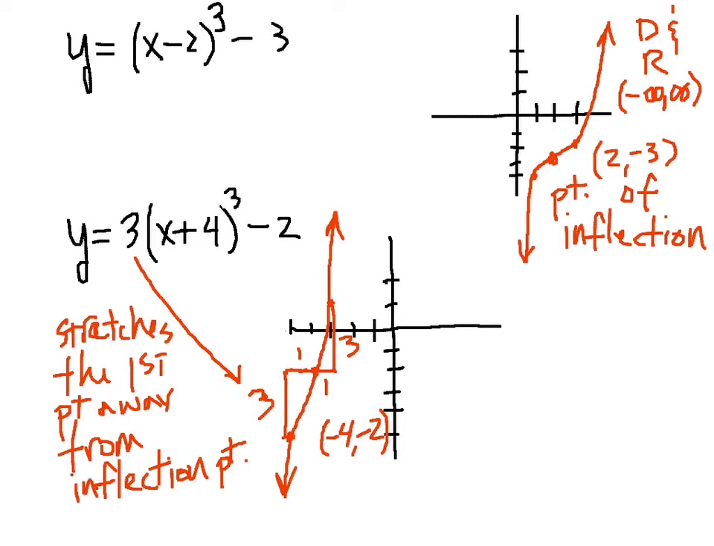If we wanted to be more accurate with our graphs, we can do a table of values, but you can see how fast this graph grows if we plug in a value of -2. So if we have -2 here, we'll get 8 in here, because -2 plus 4 is 2, 2 cubed is 8, 8 times 3 is 24, minus 2 is 22. It's going to be way over here somewhere. So if we can just get those 3 points, the point of inflection, the one to the right and one to the left, we'll be okay. Let's take a look at our next graph.